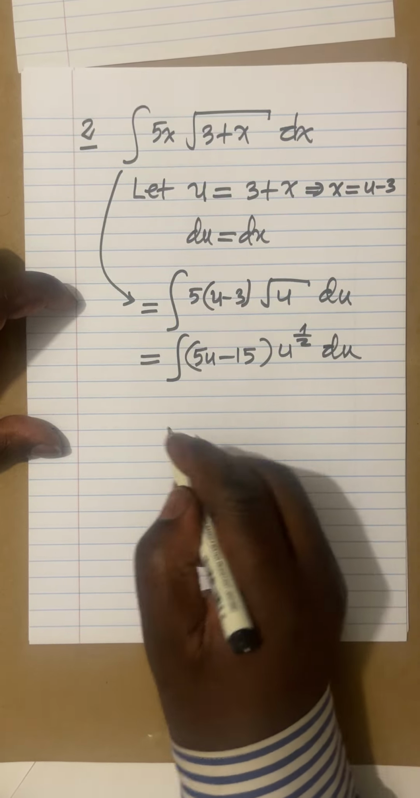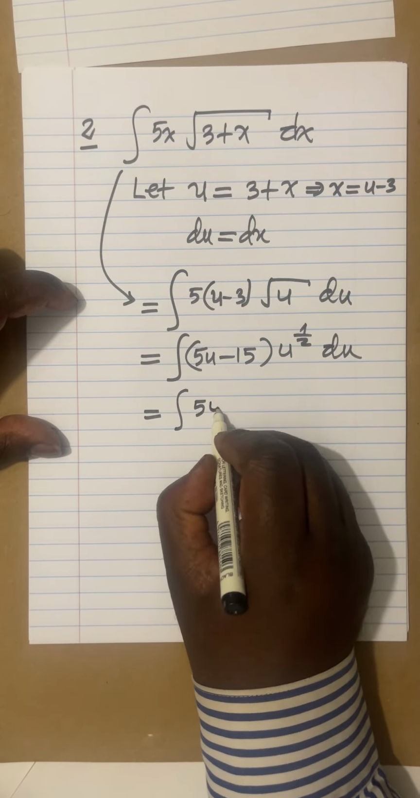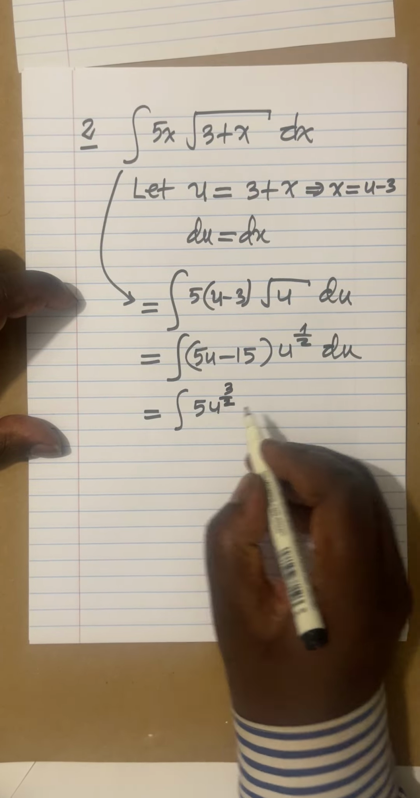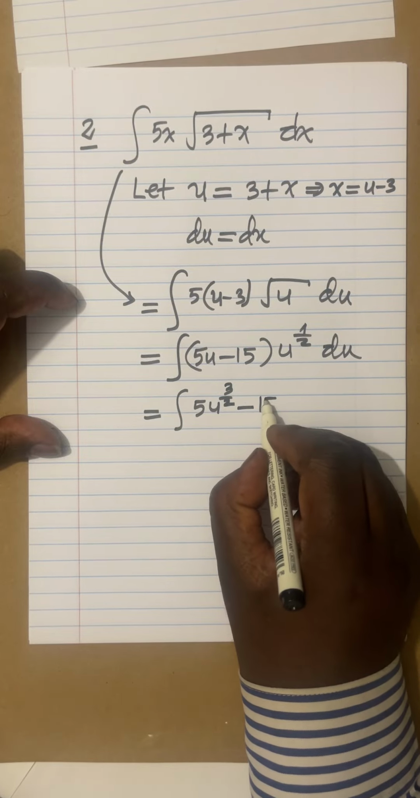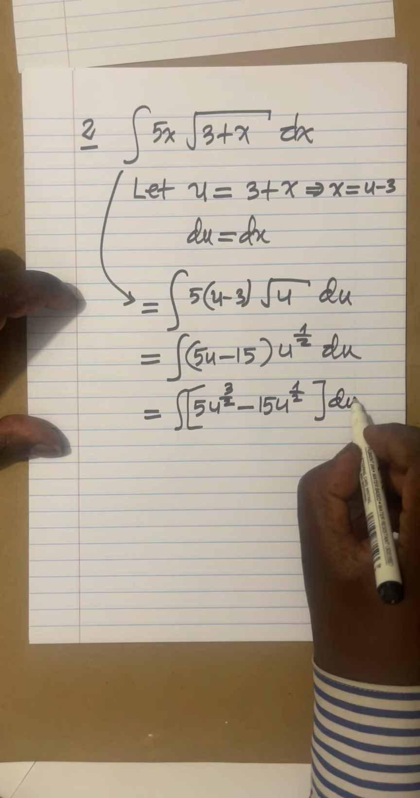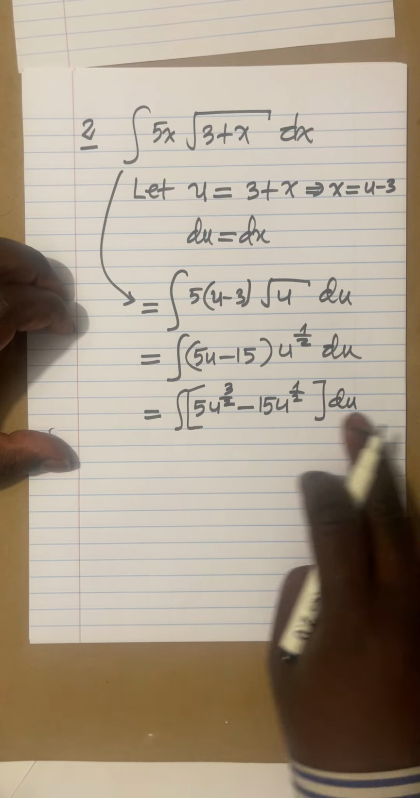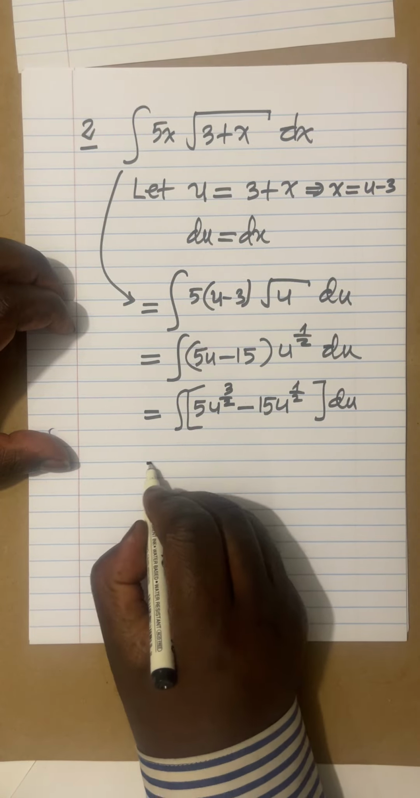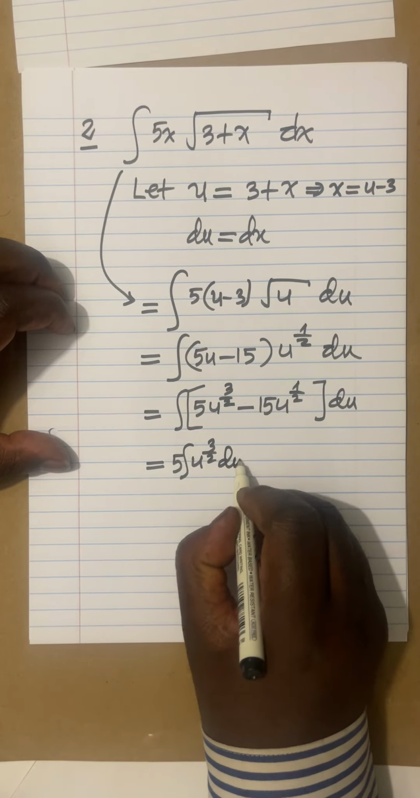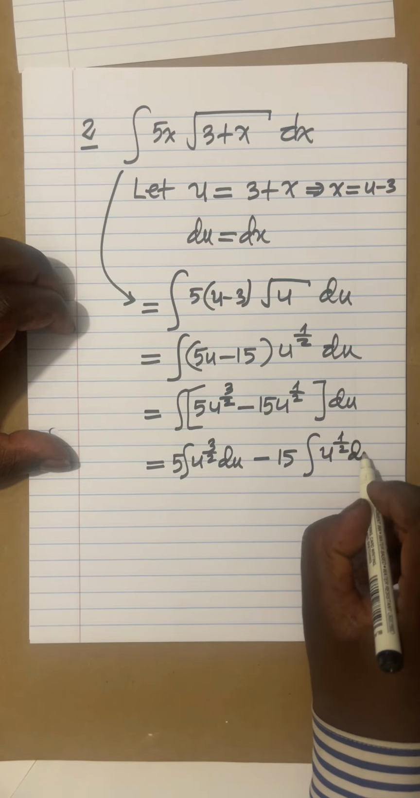Distribute u power half across. You're going to have the integral of 5 u power 1 times u power half, which is 3 over 2, and then minus 15 u power half, and then we have our du outside. Now let's perform the integration. I'm going to distribute everything throughout my integral sign. So that's going to be the integral of 5 u power 3 over 2 du minus 15 the integral of u power half du.